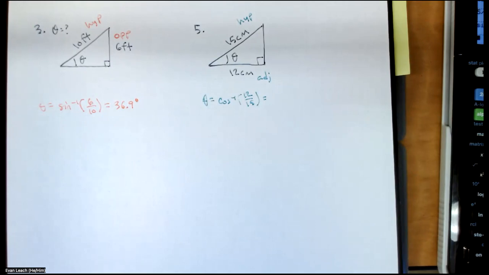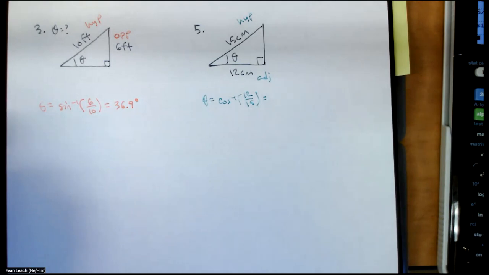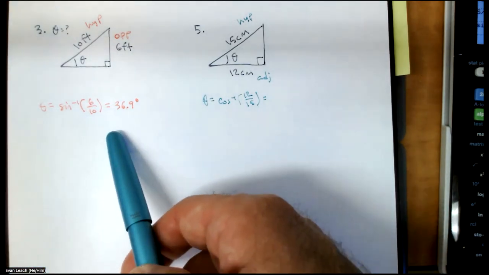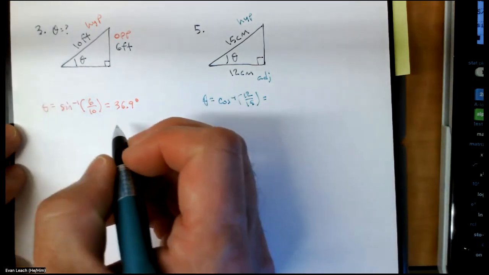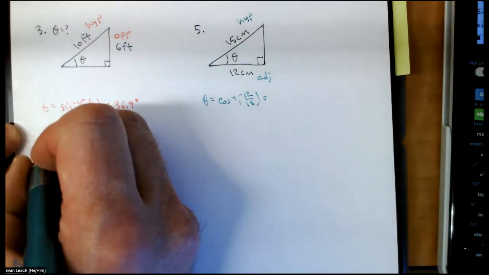Once we have the 36.9 degrees, we have options for finding the side adjacent. So if I want the adjacent side, I could use the Pythagorean theorem, which seems like the best choice. I think the Pythagorean theorem would be the best choice here because the 6 and the 10 are both given, and this 36.9 is rounded off.